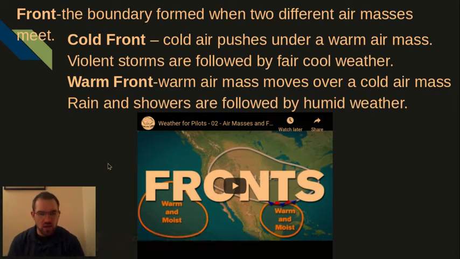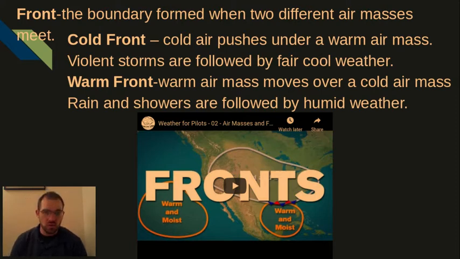I want you to think of a front as a boundary that forms when two different air masses meet. Now, these are almost like at war with each other, and that's actually where you get the term front from. It's like a battlefront. I believe this all comes back to either World War I or World War II, when they really started to understand how weather works a lot better. And they had these wartime terminologies in their head, and that's part of the reason why they used it.